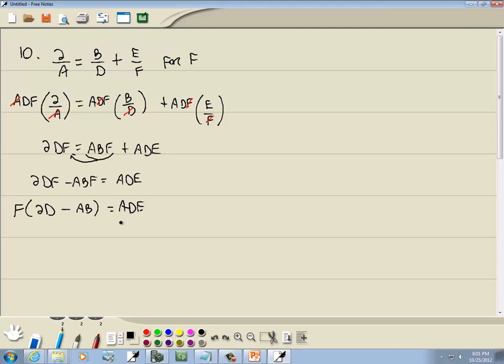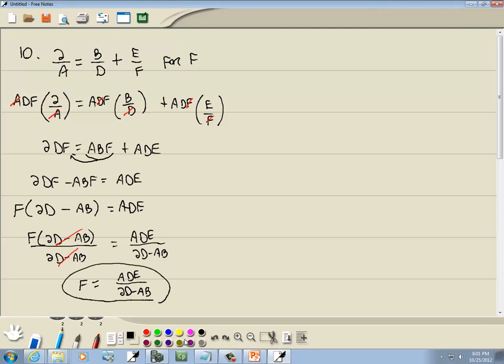equals ADE. Last step. Divide both sides by what's in front of or behind the variable you're solving for. Solving for f, there's nothing in front of it, but there's a 2d minus ab after it. So we're going to divide both sides by 2d minus ab. I'm going to do that. These 2d minus ab's cancel. And we got f is equal to ADE over 2d minus ab. And that's our answer.